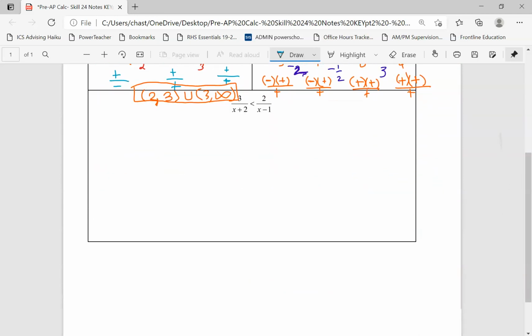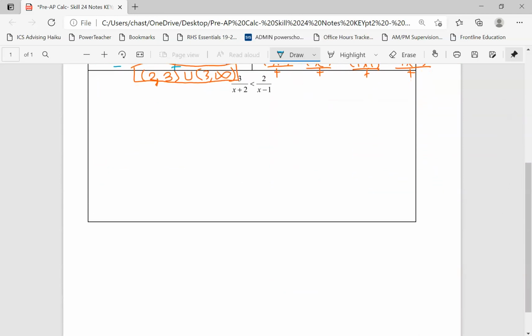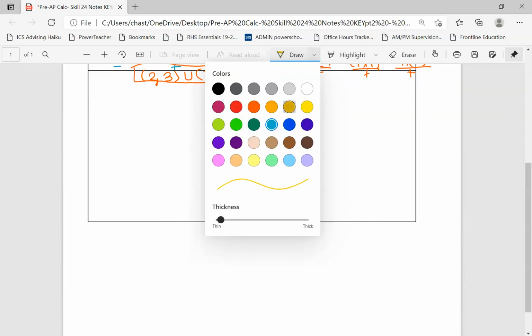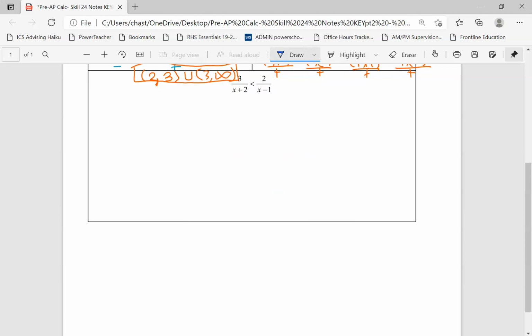All right, let's talk about this last one. This last one is going to be the most involved. For this one, we have to make one side 0. So what I'm going to do first is subtract this from both sides. So we get 3 over x plus 2 minus 2 over x minus 1 is less than 0.